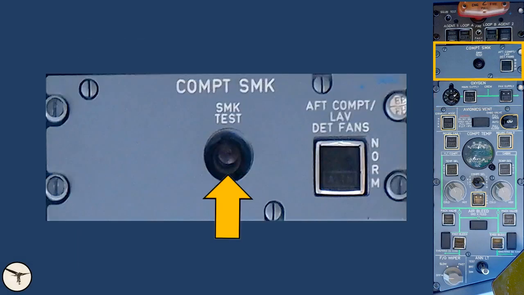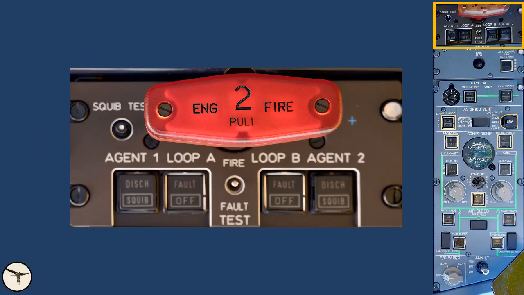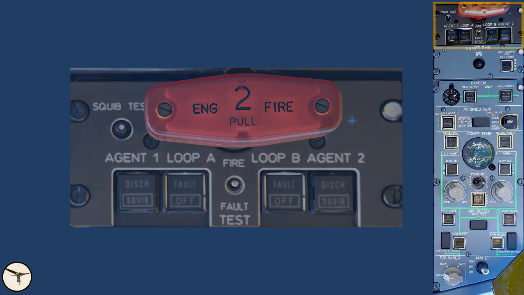The compartment smoke panel has a push button to test the smoke detectors. The aft smoke detector has two fans, and if the normal fan stops, there's a fault light inside the push button. When the push button is pressed, the alternate fan is activated. This panel can have different layout. For example, some aircraft are equipped with an extra cargo compartment with a smoke detector. Engine number 2 fire panel is similar to engine number 1 fire panel.